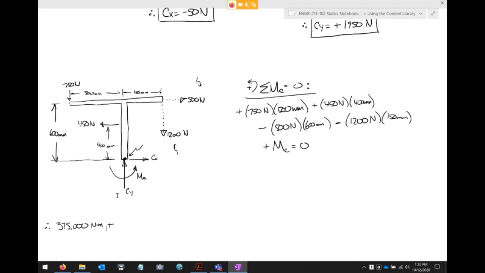The only thing that matters when you're summing moments as to whether or not it's positive or negative is, does the force generate a counterclockwise moment, or does it generate a clockwise moment? Everything else just goes into the magnitude. And so the signs don't really matter. That's a really good question. Was that a clear answer?